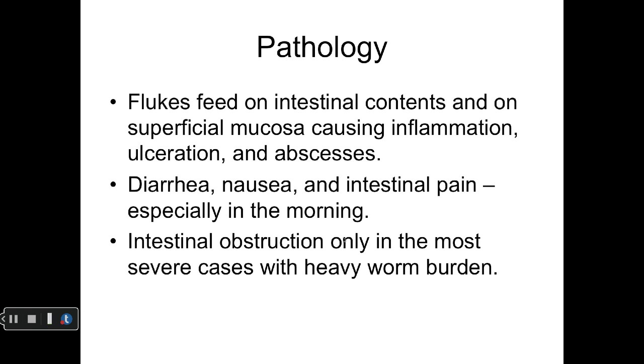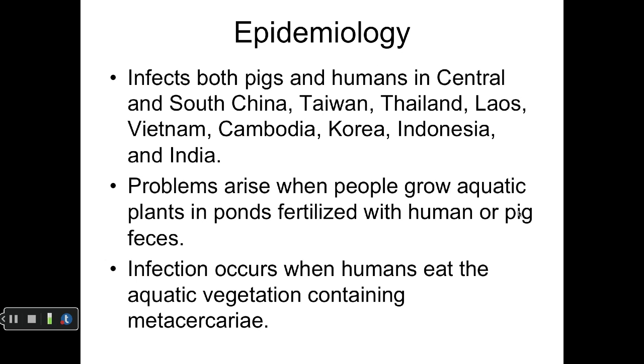In terms of pathology, these large digenetic trematodes are actually feeding on intestinal contents and on the superficial mucosa. So there is some inflammation, some ulceration of the mucosal lining because of their feeding activity. And you can also have abscesses forming where these worms are attached. There are also commonly symptoms such as diarrhea, nausea, intestinal pain, especially in the early hours of the morning. But intestinal obstruction would occur only in the most severe cases where you have very heavy worm burdens.